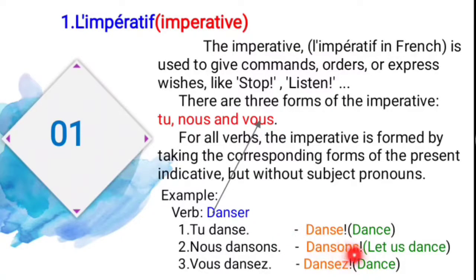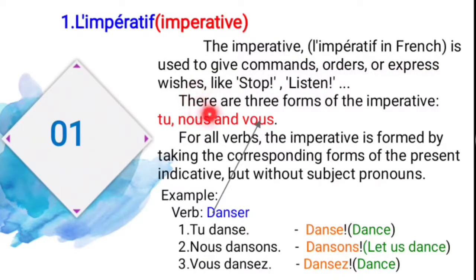And the next one is dansons. Dansons means let us dance. And the third one is dansez. Dansez means dance. This is also a command. So this is all about the imperative. Imperative is used for commands, orders or to express wishes.